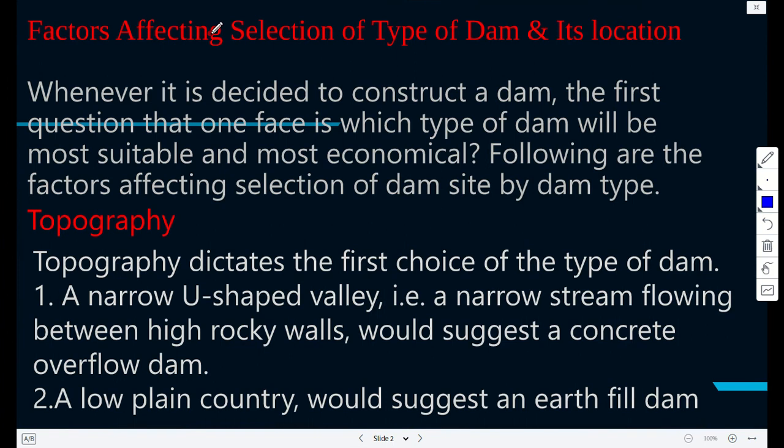So we talk about factors that determine selection of the type of dam and even its location. Just in a nutshell, whenever it is decided to construct a dam, the first question that one faces is which type of dam will be most suitable and most economical.